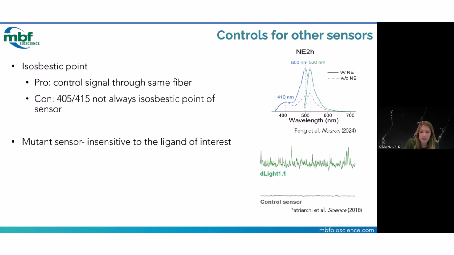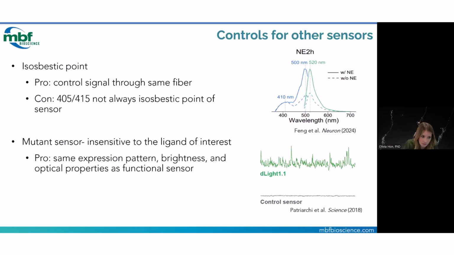My favorite is the mutant sensors. Many neurotransmitter sensors are created in pairs with what we call mutant sensors. Essentially, these sensors are based on the same GPCR, but there is some mutation made to it such that it doesn't bind to the molecule of interest. And so you can get these companion sensors that have the same expression pattern, the same optical properties, the same resting brightness, but they're insensitive to your ligand of interest.